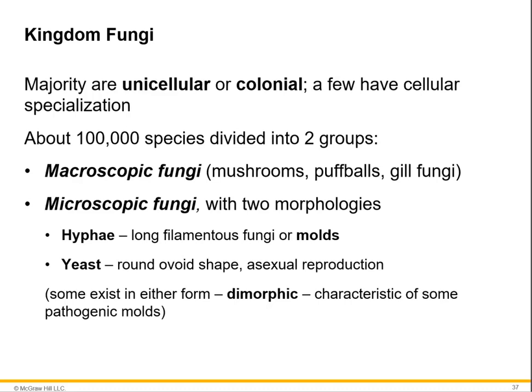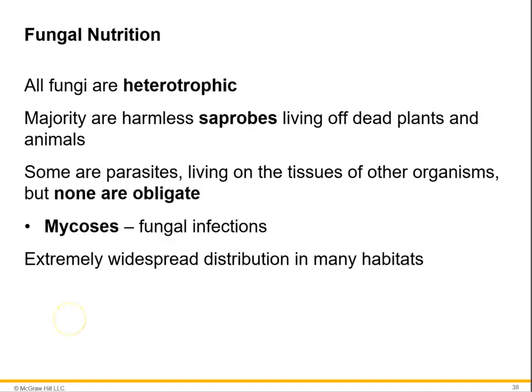Or it can take the form of yeast. And this is a single-celled organism. It's round in shape, and it undergoes asexual reproduction. Some fungi can exist as both a mold and a yeast, depending on the environment. These are called dimorphic fungi, and you'll see that often in the fungi that are also pathogens.